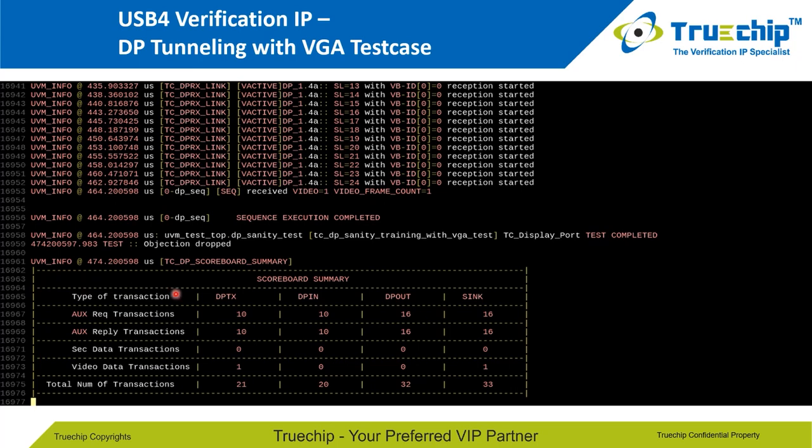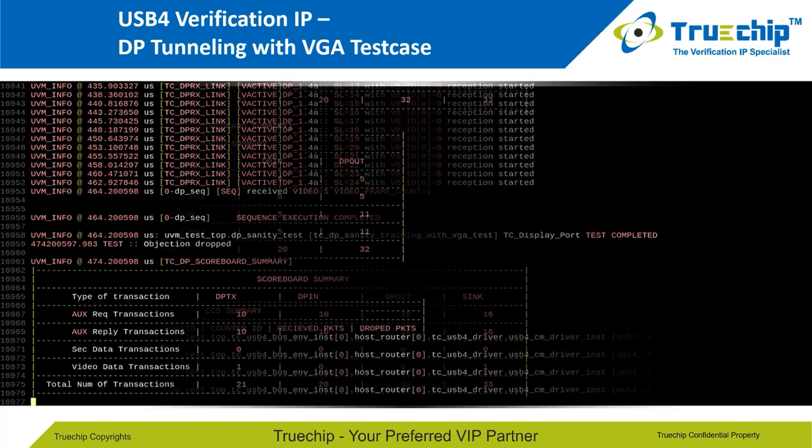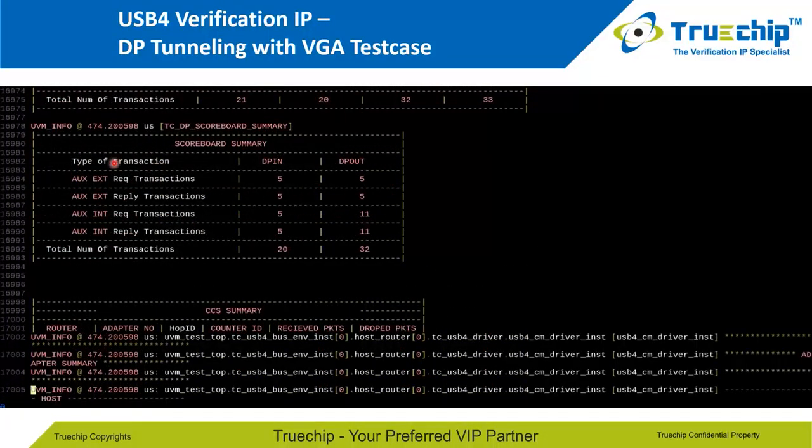The first scoreboard summary shows the number of overall aux transactions, secondary data packets, and video frames transmitted and received in each component. The next slide shows the second scoreboard summary. Here, the number of external and internal aux transactions are shown with each adapter. This concludes the DP tunneling with VGA test case.